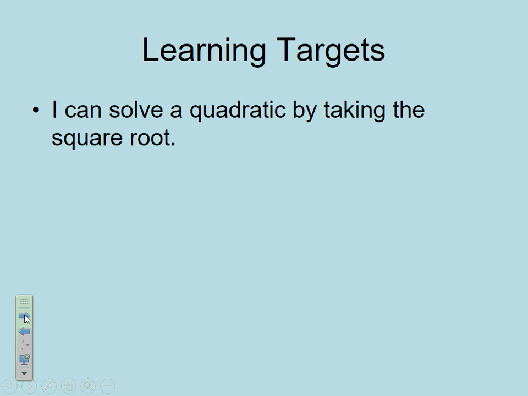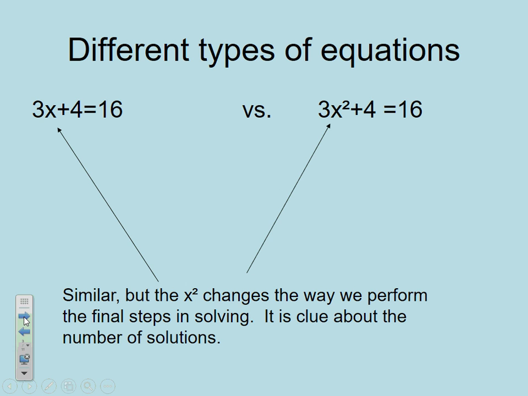So here we go. There are different types of equations, which is really important for us to think about. We have like 3x plus 4 equals 16 versus 3x squared plus 4 equals 16. Now they're similar, but the x squared is going to change the way we perform our final step of our equation. And the big thing about this, you guys, if we have just an x, I'm going to have one solution. If I have an x squared, I'm going to have two solutions. So that's something that we have to be thinking about. X squared always means I'm going to have two solutions. If I just have an x, I'm going to have one solution.